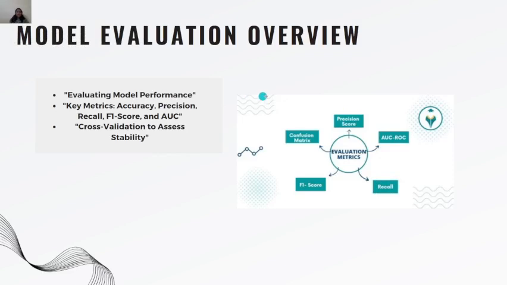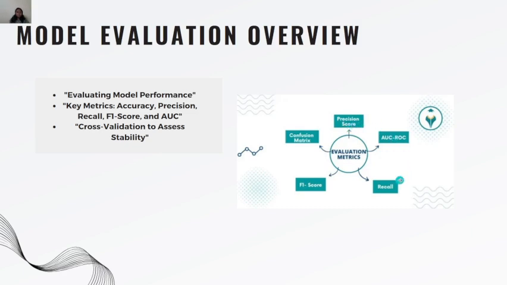Before we jump into hyperparameter tuning, let's first understand how we evaluate our machine learning models. There are several metrics that we use depending on the type of problem, classification or regression. The first is accuracy: the ratio of correct predictions to the total predictions, useful for balanced datasets. Second is precision: the proportion of positive predictions that were actually correct. This is especially important when false positives are costly.